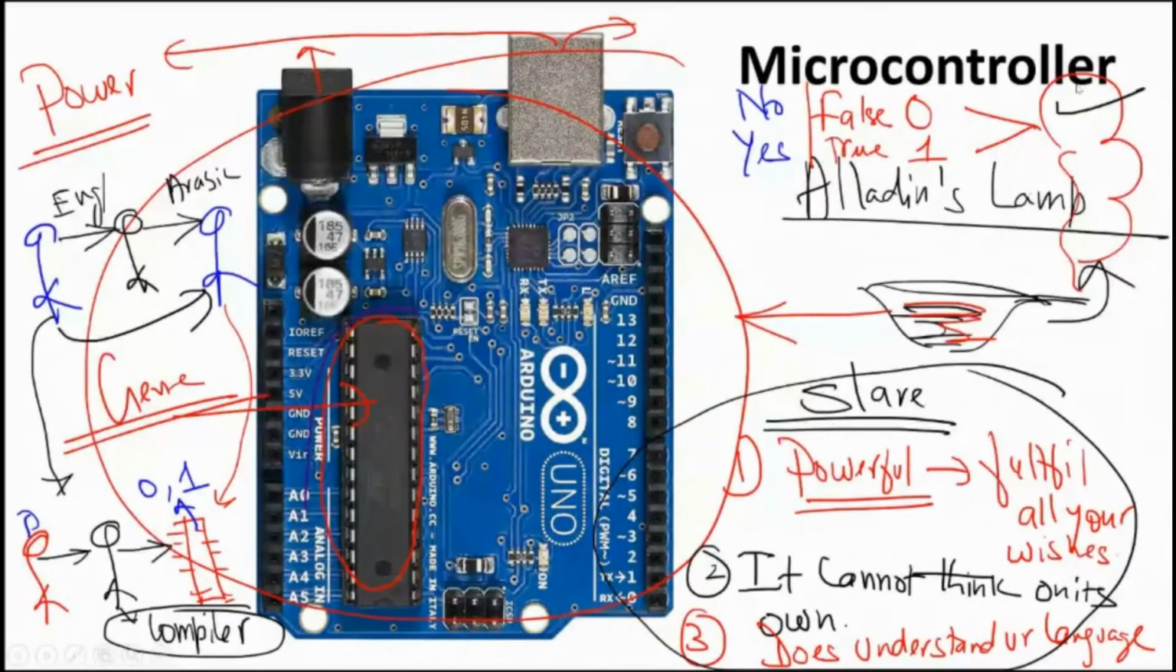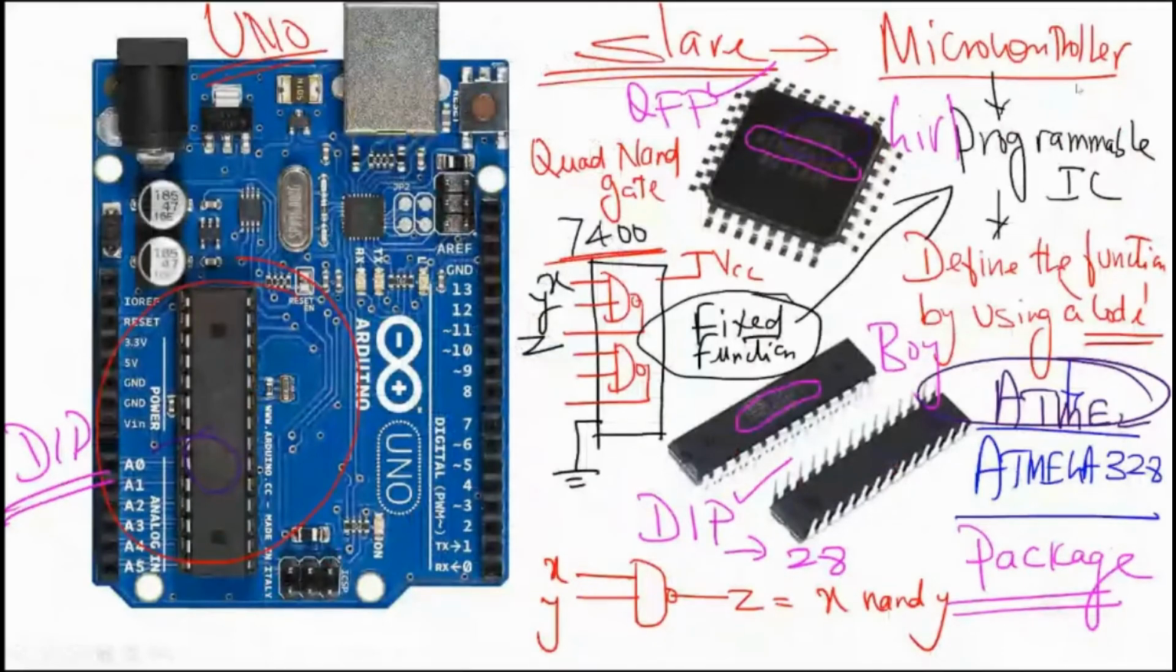So that is something that you have to understand. So we went deeper into understanding our microcontroller. We saw what a microcontroller is. A microcontroller is a programmable IC. What is the difference of a programmable IC over a fixed function IC?